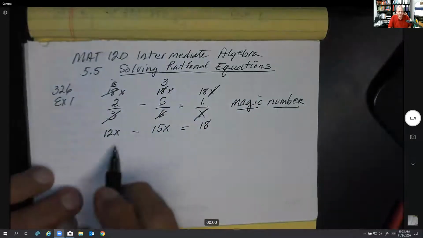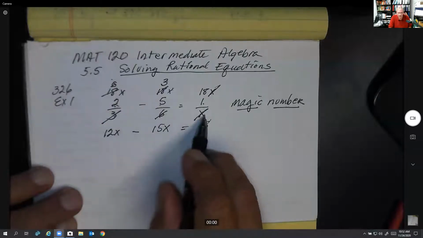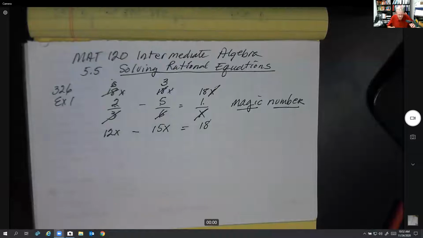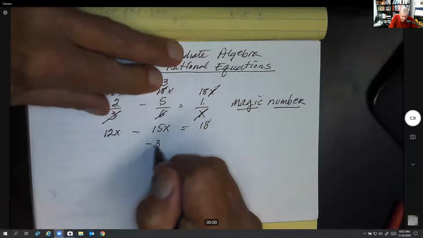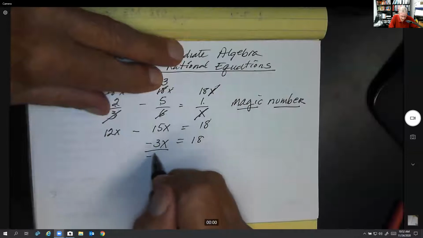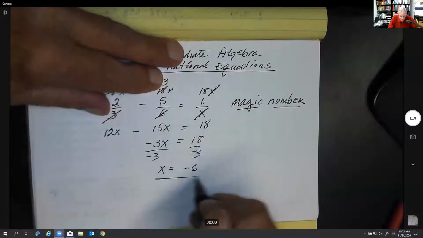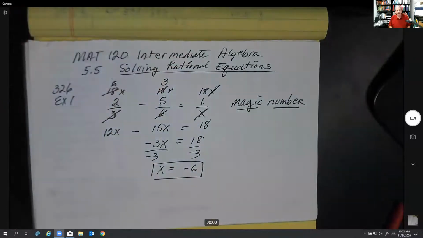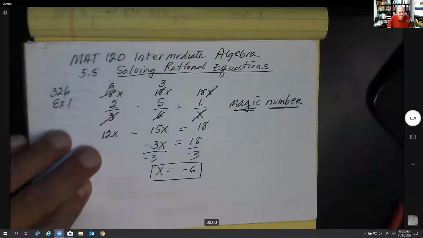So now see, I've got a nice equation here. The value of x in this equation is the same as the value of x in the original, but I don't have to deal with fractions as much. So now this is going to be 12 minus 15 is a negative 3x equals 18. I'm going to divide both sides by negative 3. And x is simply negative 6. And now I have found the answer to this problem. So this is the idea of using what we call the magic number. We multiply all these together, and you got it made.